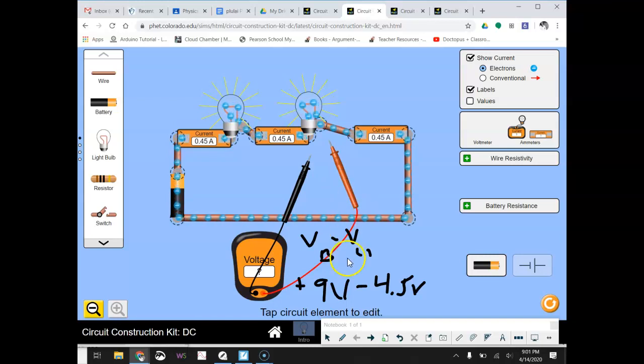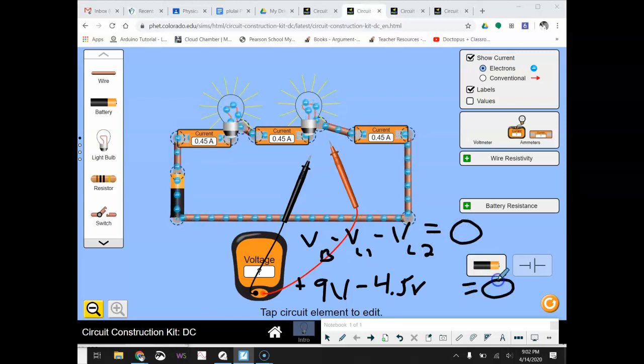We could also go through and say, hey, if I use my loop rule, I can do minus the voltage of light bulb 2. And when I do this bit of math here, those things, when we put them all together, they should add up to 0. So I need something to put in here. So 9 volts from the battery, minus 4.5 volts from the first light bulb. Whatever we put in here has to get us back to 0. 9 minus 4.5, what must the voltage be for this light bulb to get us back to 0?